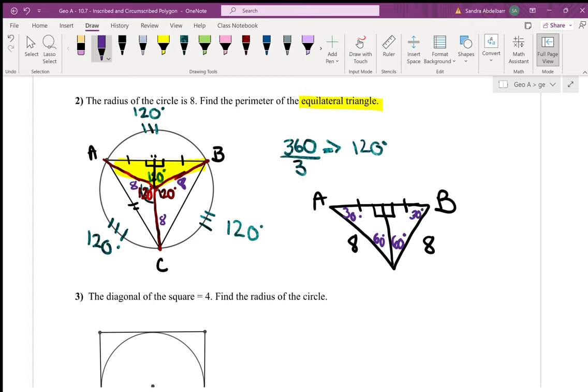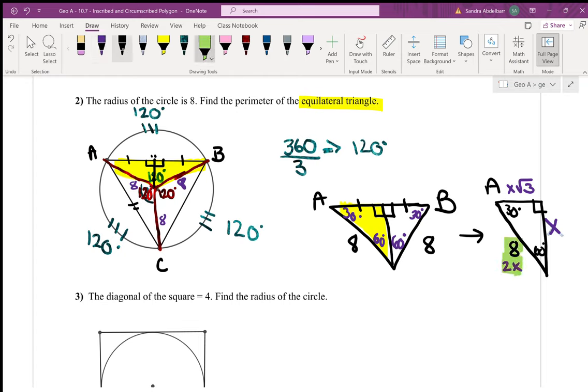So now I'm going to choose just one of these triangles. And we know across from the 30 is x, across from the 60 is x root 3, and across from the 90 is 2x. My equation to solve for this is going to be 2x equals 8, so x will equal 4. That means my altitude is 4.